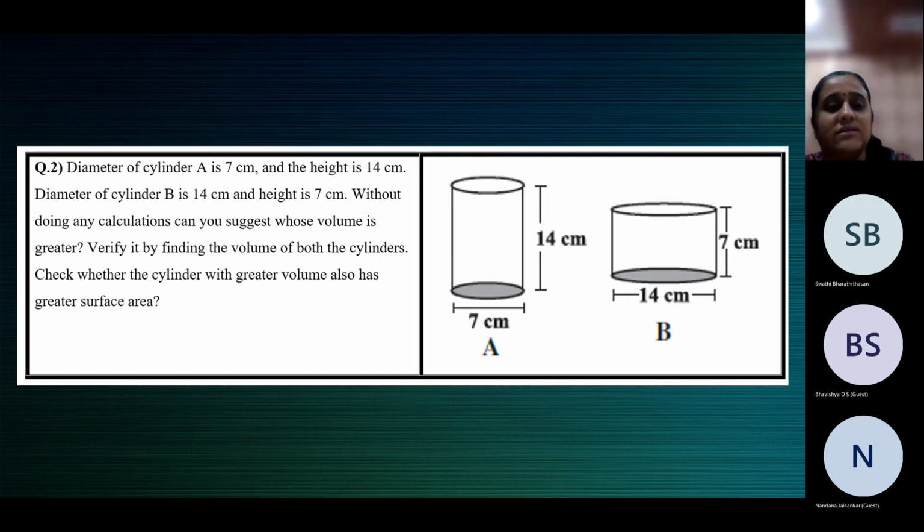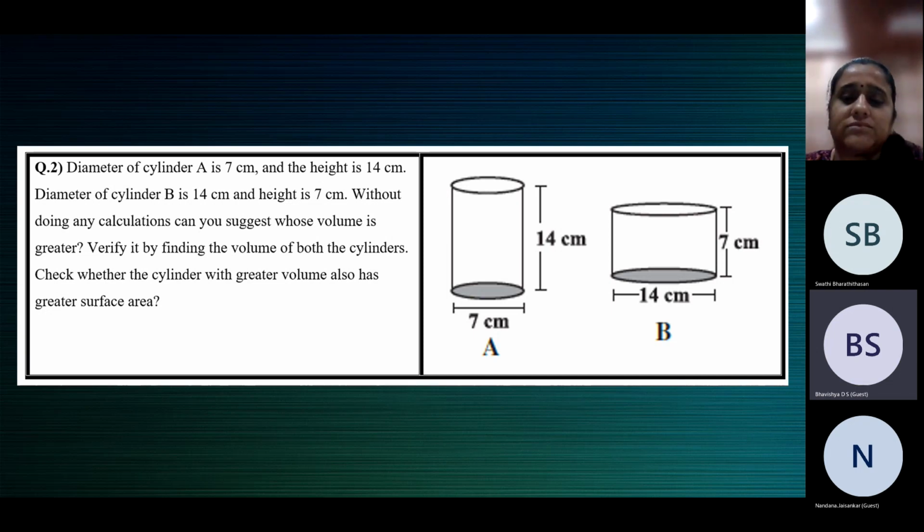Diameter of cylinder A. You can see the figures there, children. You can see cylinder A and cylinder B. From the figures, you can make out. Bhavishya will tell me about figure A and Swati will tell me about figure B. Bhavishya, say something about figure A. You can see 7 centimeters and 14 centimeters, no? What are they for cylinder A? For cylinder A, the diameter is 7 centimeter, ma'am, and the height for cylinder A is 14 centimeter.